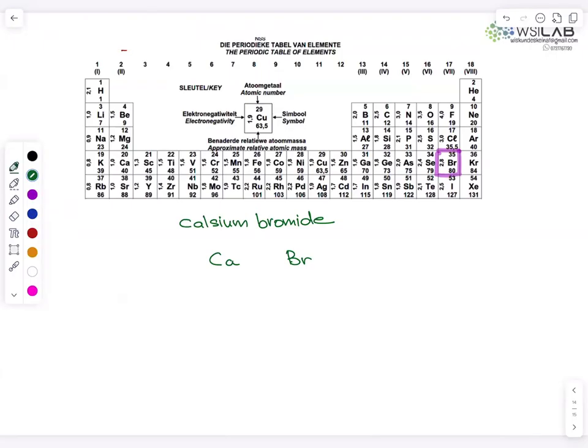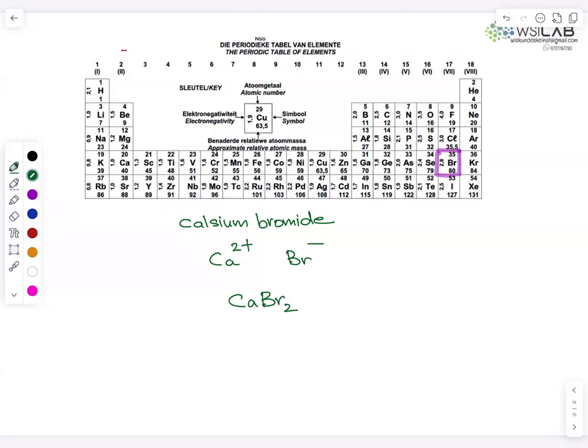So then you would do. Could you do Br. Okay, just get charges first. Calcium is in group 2, 2 plus, and bromine is 1 negative. Okay, so the 2 is going to go with the bromine and the 1 with the calcium. Okay, that's how you do it.